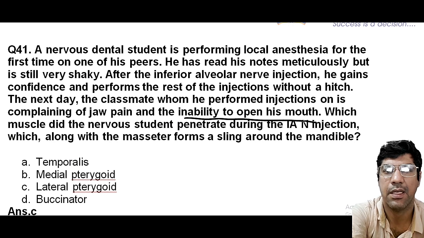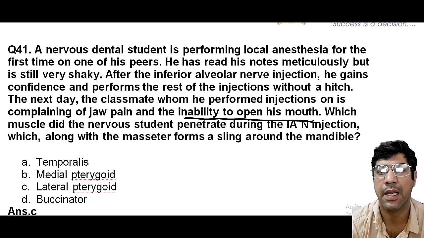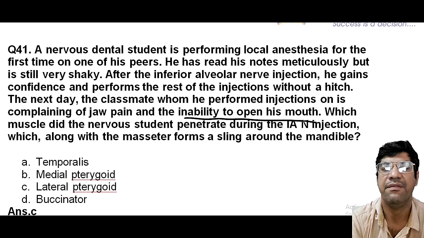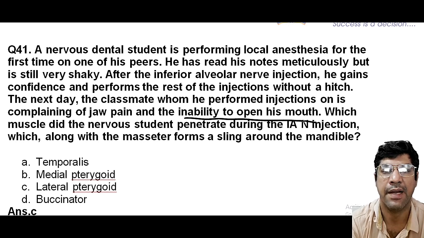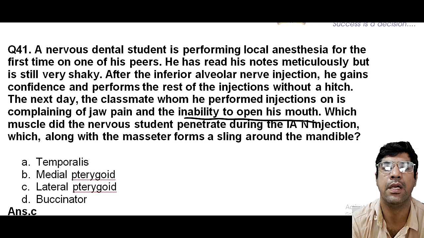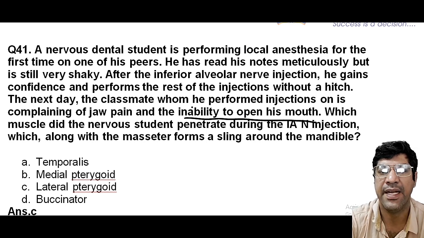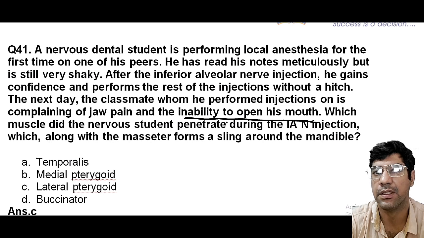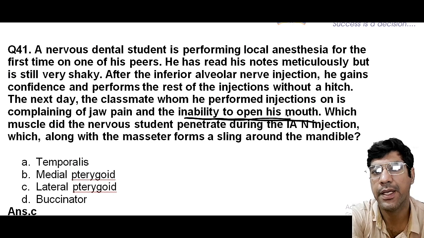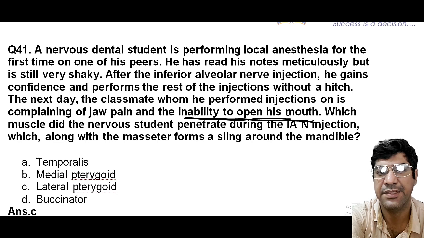So the muscle that the nervous dental student likely penetrated during the inferior alveolar nerve injection, and that forms a sling around the mandible along with the masseter, is indeed the medial pterygoid muscle. So this muscle plays a role in elevating the mandible during jaw closing. We know that it arises from the medial surface of the lateral pterygoid plate and inserts on the medial surface of the angle and ramus of mandible.